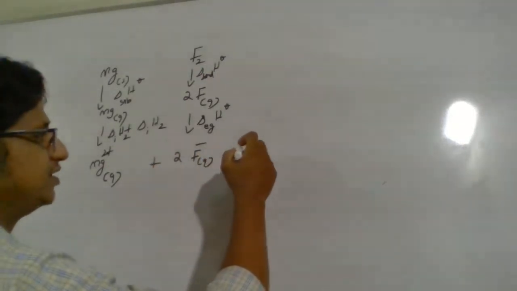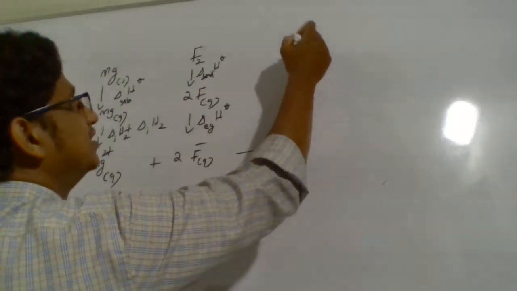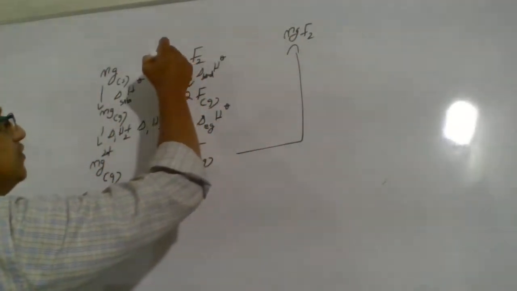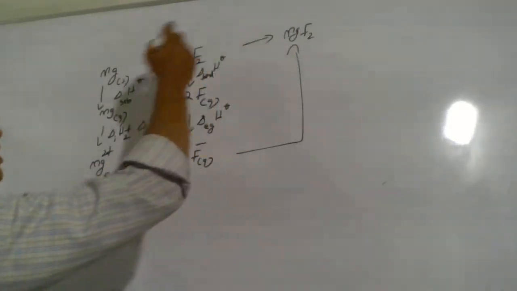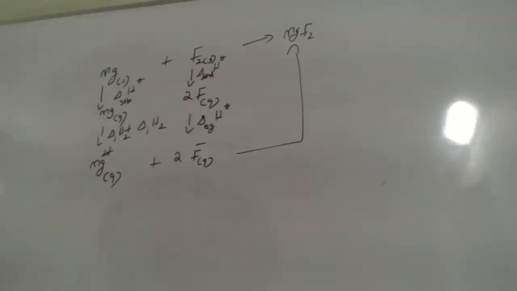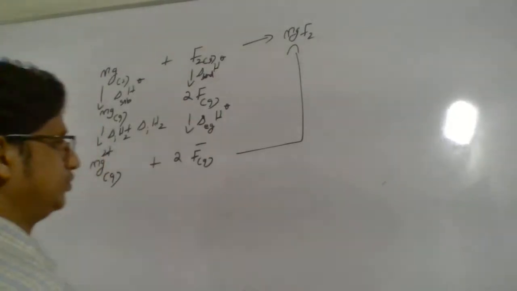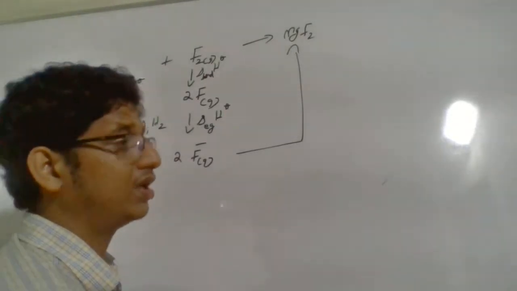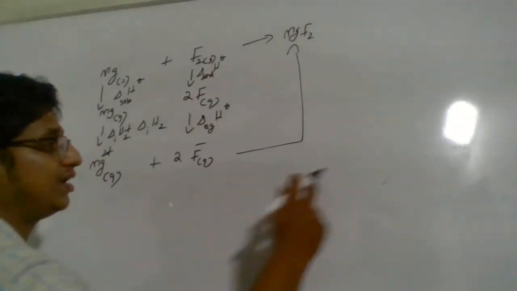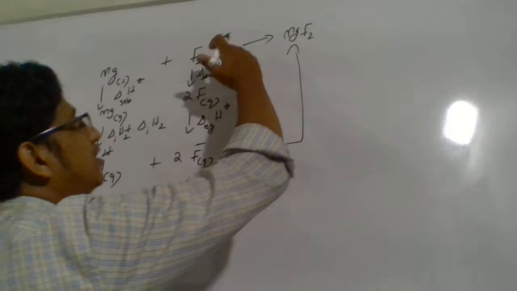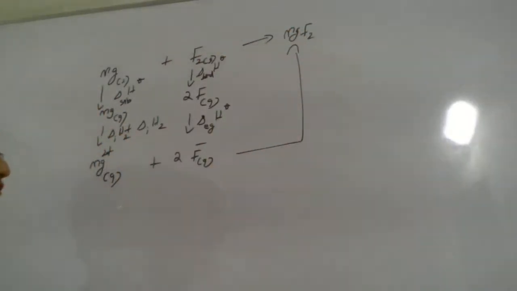Now if these two combine, you will get MgF2, which is the enthalpy of formation of magnesium fluoride. This is the way you can write 1 mole of Mg plus 1 mole of F2 will give you MgF2. In the case of sodium chloride, only half a mole of chlorine is required, but here 1 mole of fluorine, F2, is required for the formation of MgF2.